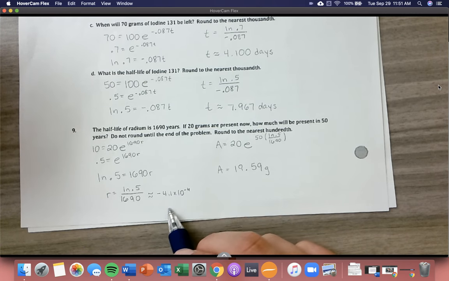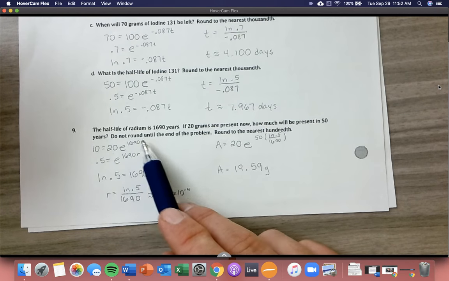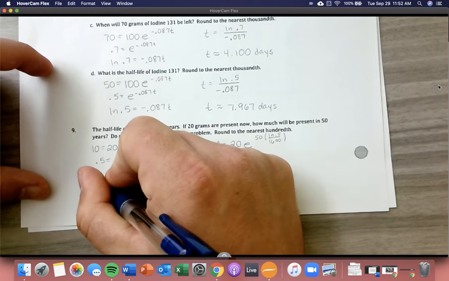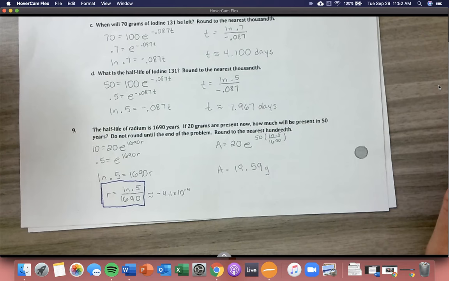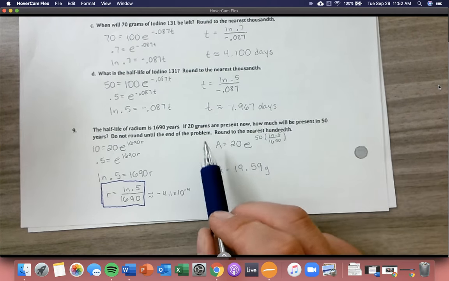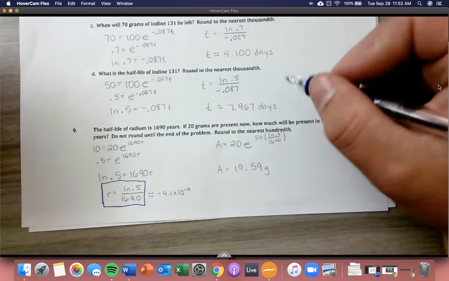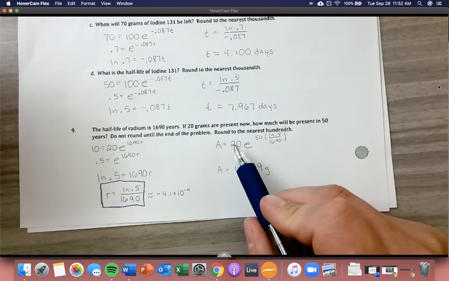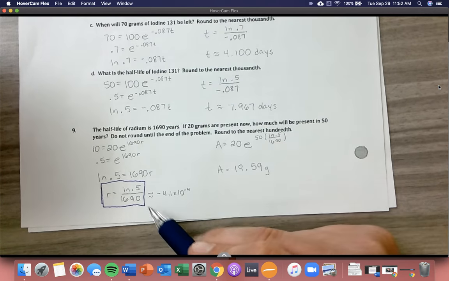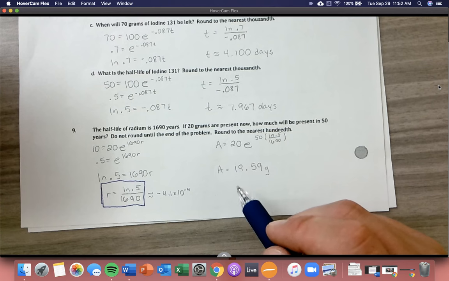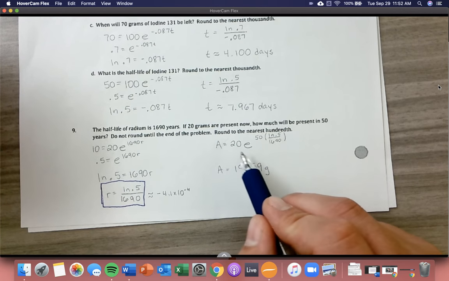Now, this is rounded out. If we look in our question here, it says do not round until the end of the problem. So what we're going to use is this rate, ln of 0.5 all over 1,690. We're going to plug that into our next equation where it says how much will be present in 50 years. So this time the time changes. It's 50 now. We're still starting with 20. And then the rate in this case is this natural log of 0.5 over 1,690. So we can just plug all of this into our calculator.